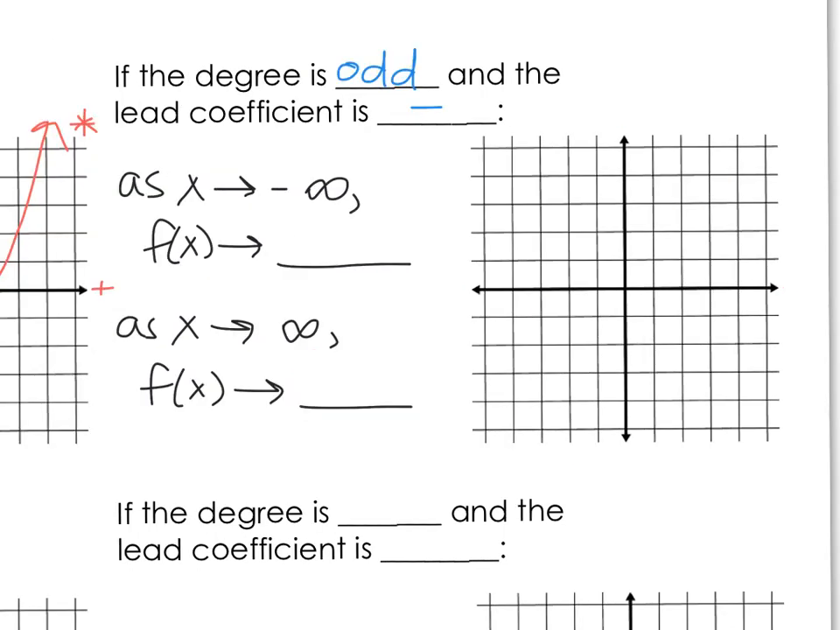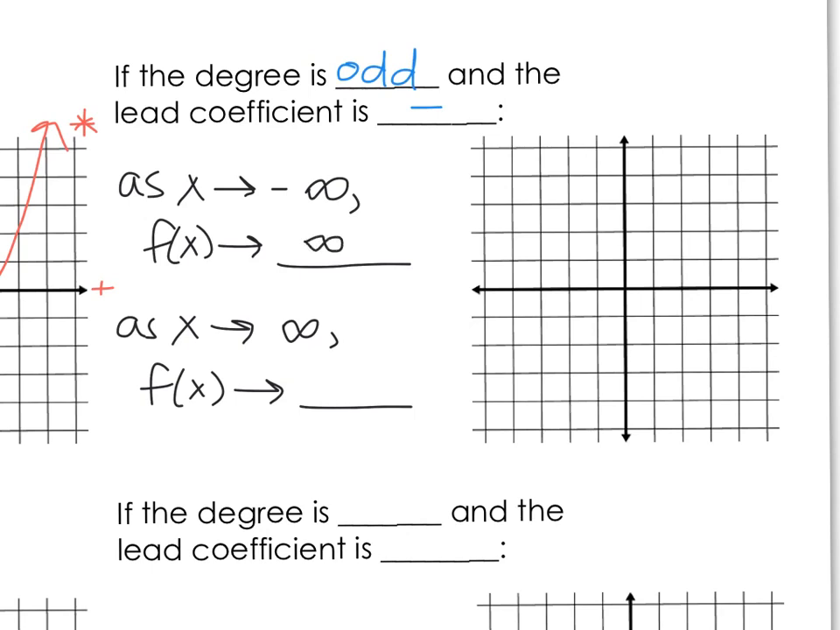For the example on the right, we're going to keep the degree the same. We're still looking at odd degree functions like linear, cubic, or quintic. But now as your lead coefficient changes from positive to negative, the values for your output reverse. Now as x goes towards negative infinity on that left-hand side, the output goes towards positive infinity.